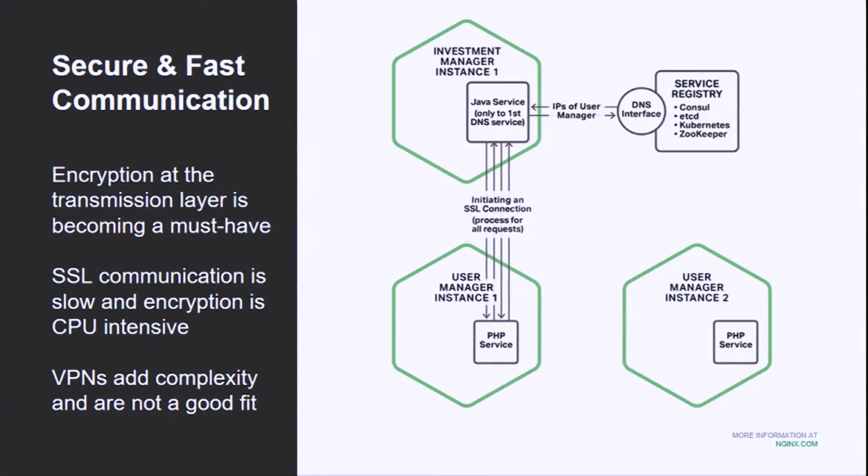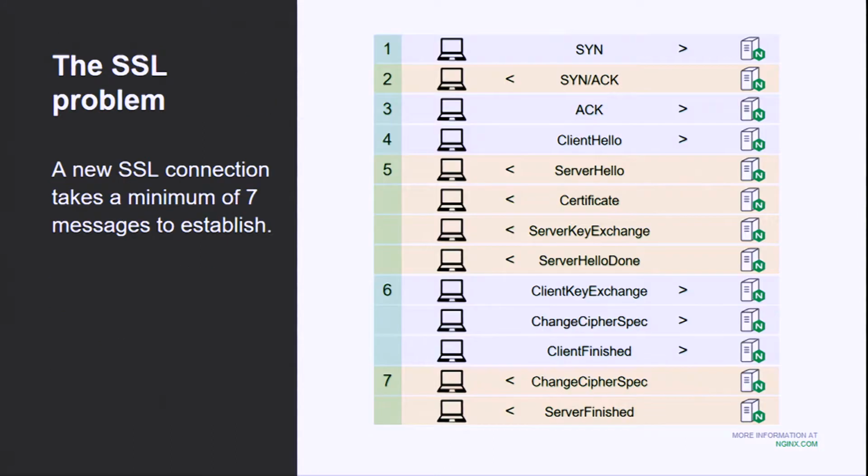VPNs, we experimented with VPNs within a microservice environment and found that the complexity they added, difficulty around debugging and tracking traffic made them just not a good fit. But SSL is computationally expensive. Performance and latency is something which you'll have to deal with when you build your first microservice application. And if you want to do SSL, for example, for all of your calls from one component to another, there is a big hit in doing that.